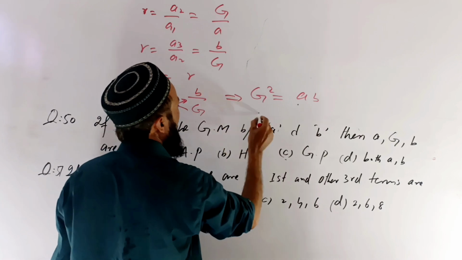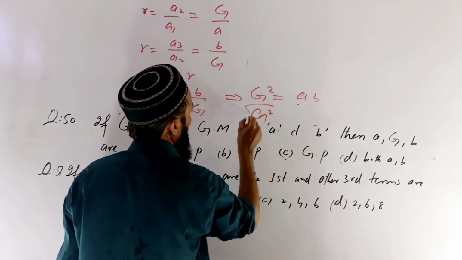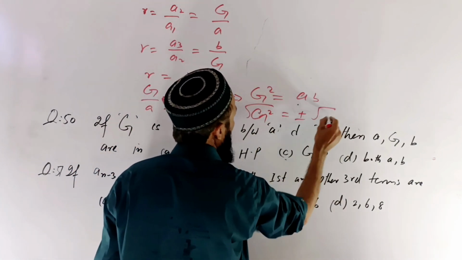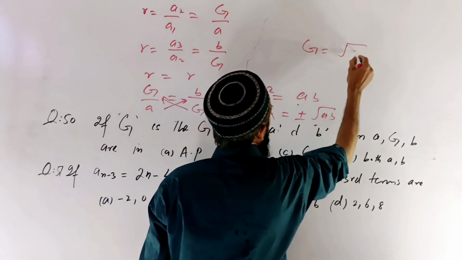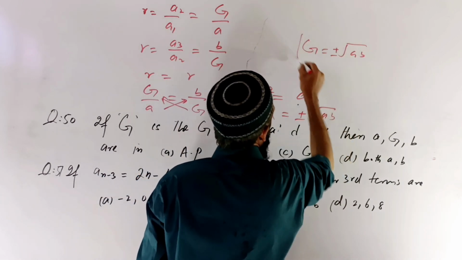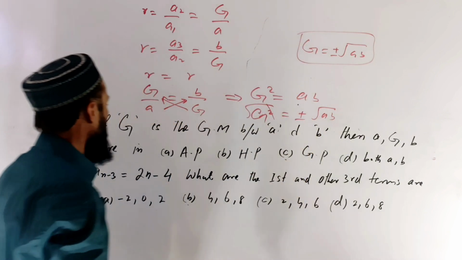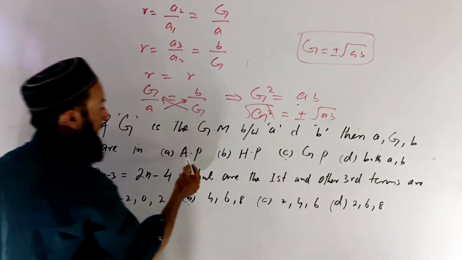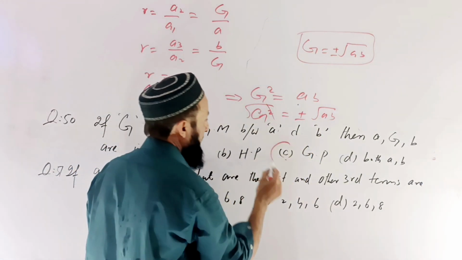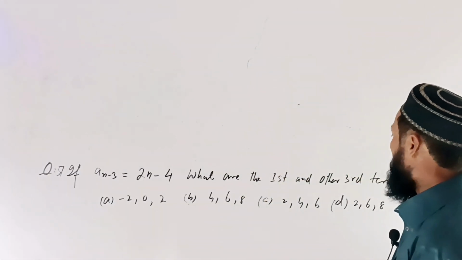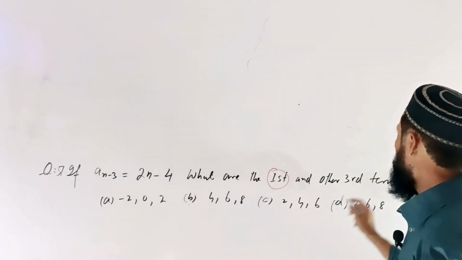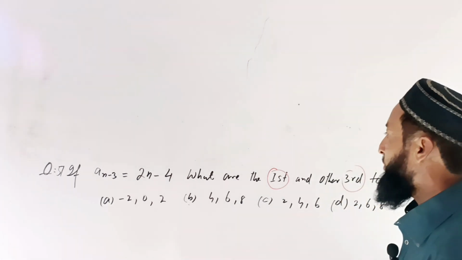Taking square root on both sides, we will get plus minus under root AB. So geometric mean is equal to plus minus under root AB. This is the geometric progression. So here it is not arithmetic progression or harmonic progression, but C is the correct option. First and the third term is required.